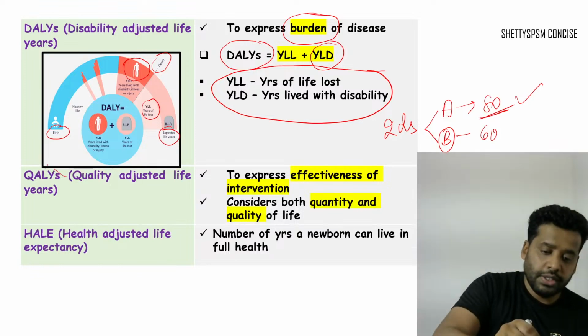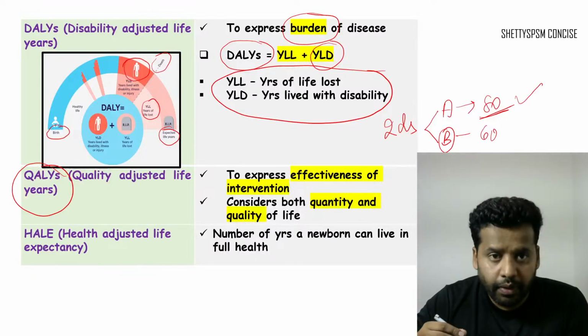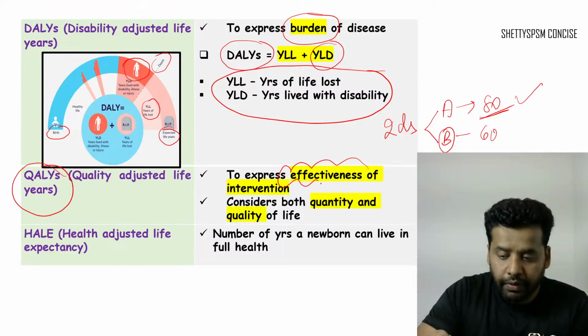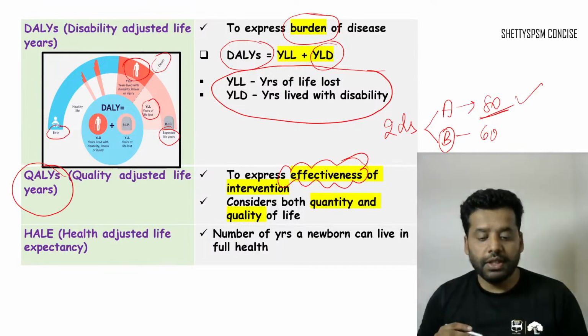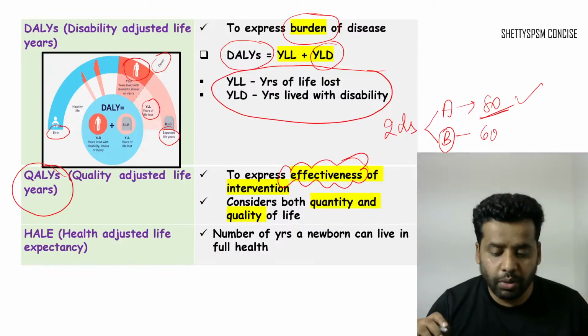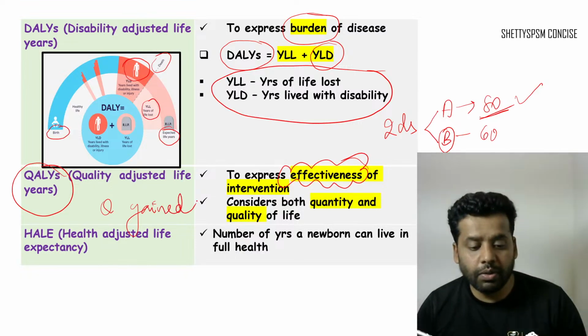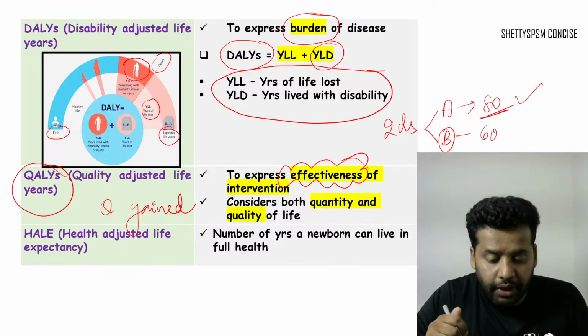But what is QALY used for? To tell how good is the intervention. It is the indicator to express effectiveness of intervention. Remember the word effectiveness. If effectiveness of intervention is asked, we have to use QALYs gained. This is the indicator used. Repeat the words: QALYs gained. More the QALYs gained, better is the intervention.